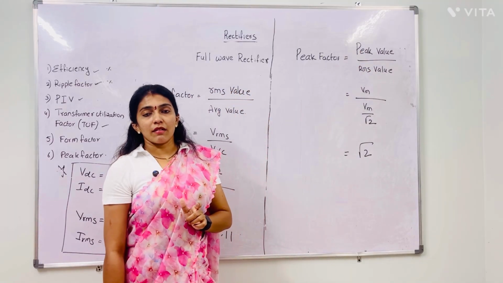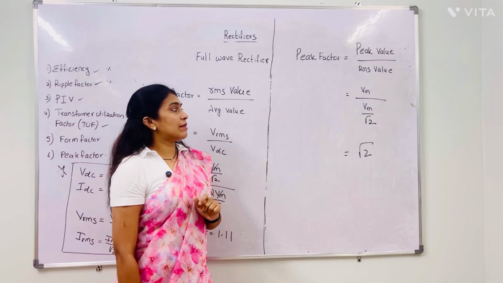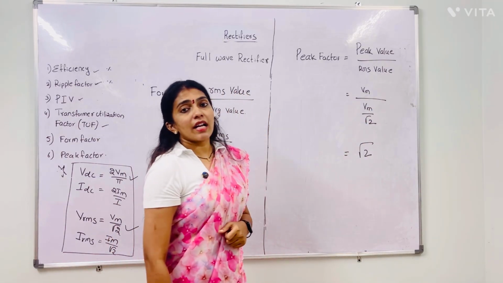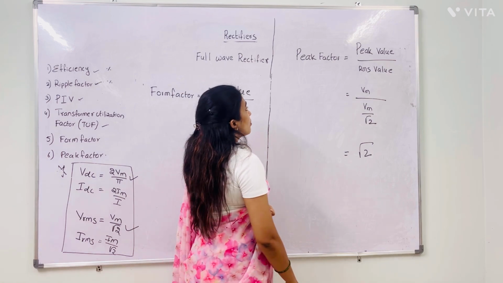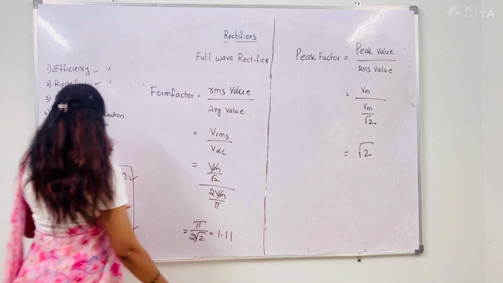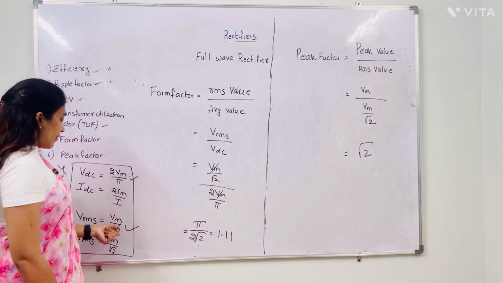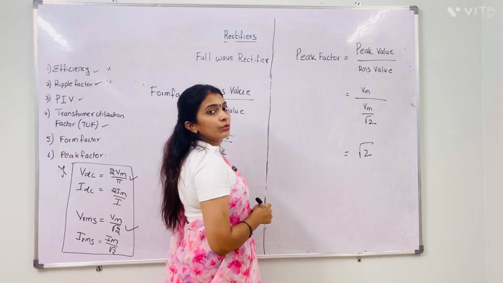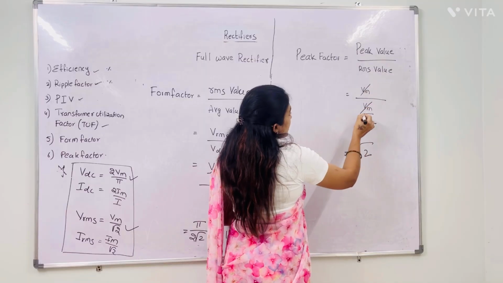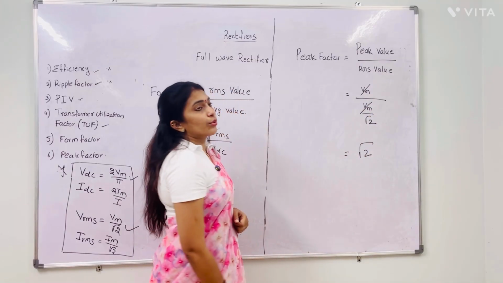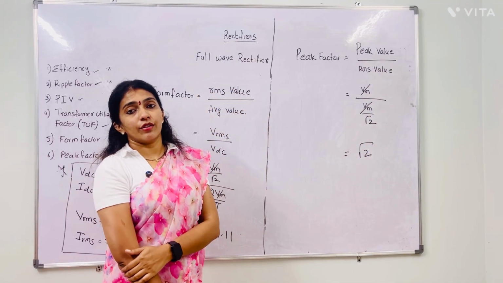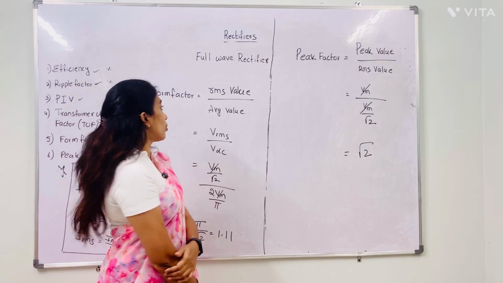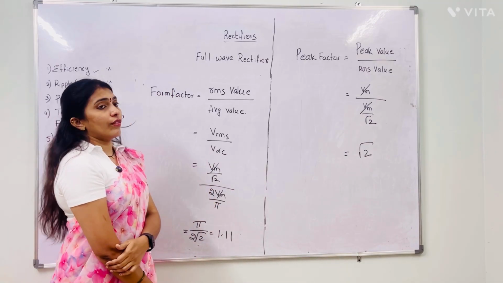Next, peak factor. Peak factor is the ratio of peak value to RMS value. Peak value means maximum amplitude, Vm, divided by RMS value. VRMS formula, we already know, is Vm by root 2. Vm gets cancelled, and finally we got root 2. So the peak factor for full wave rectifier is root 2. So this is the total explanation of full wave rectifier.